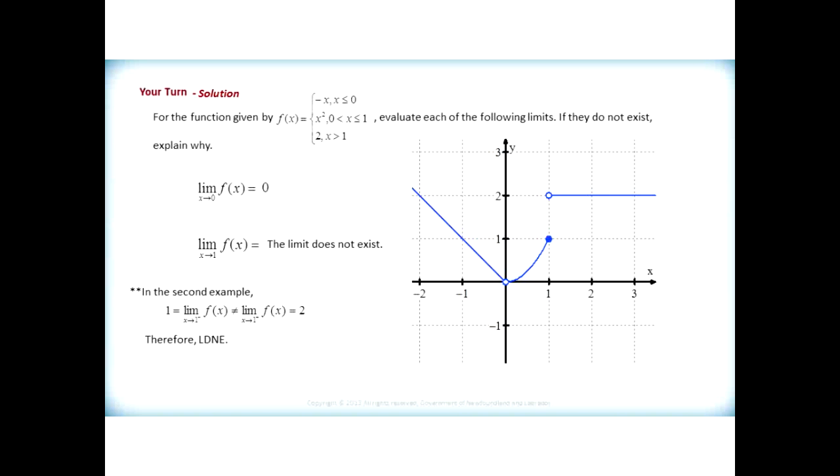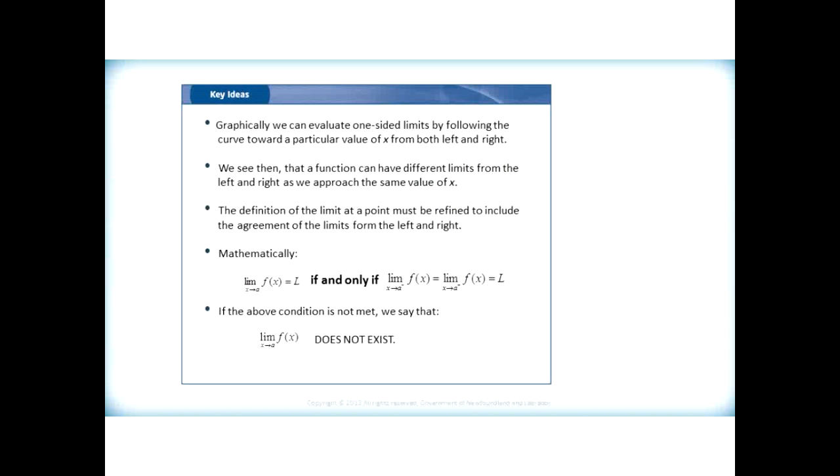And now we're just going to jump to the summary of key ideas for this particular section. The summary of our key ideas here says, graphically, we can evaluate one-sided limits by following the curve toward x from both the left and the right, and that gives us both of those limits. And if we have different limits, it doesn't exist. But if they have the same limit, then the limit does exist, and it's equal to whatever that limit was, L. Okay? So that's a quick rundown on that, but we have to have agreement from the left and right for the limit to exist.